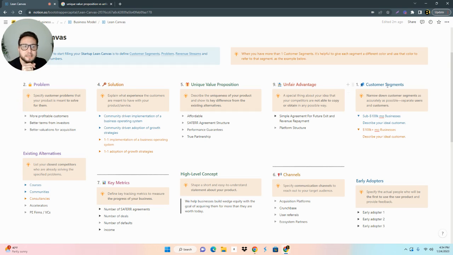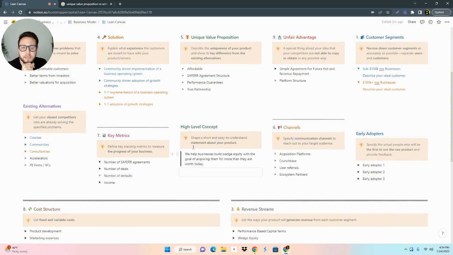Now, before we get into the customer segment, what I would like to do is start with that high level concept, right? And that high level concept is, think of it as almost like your elevator pitch, your 1 or 2, maybe 3 sentences at most elevator pitch of what your business is at its core, at its essence. So exactly kind of what I just did. So we help businesses build wedge equity with the goal of acquiring them for more than they are worth today, right?